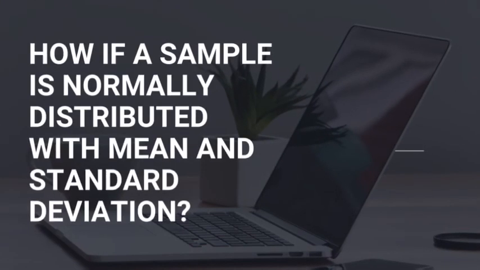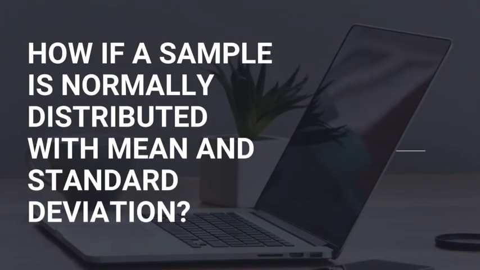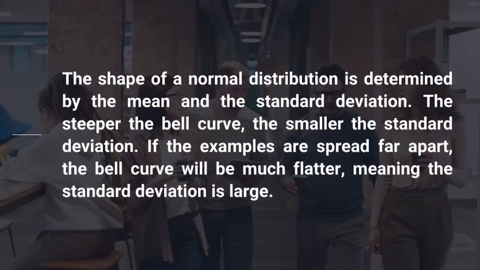Now, if a sample is normally distributed with a given mean and standard deviation, the shape of a normal distribution is determined by the mean and the standard deviation. The steeper the bell curve, the smaller the standard deviation. If the examples are spread far apart, the bell curve will be much flatter, meaning the standard deviation is large.